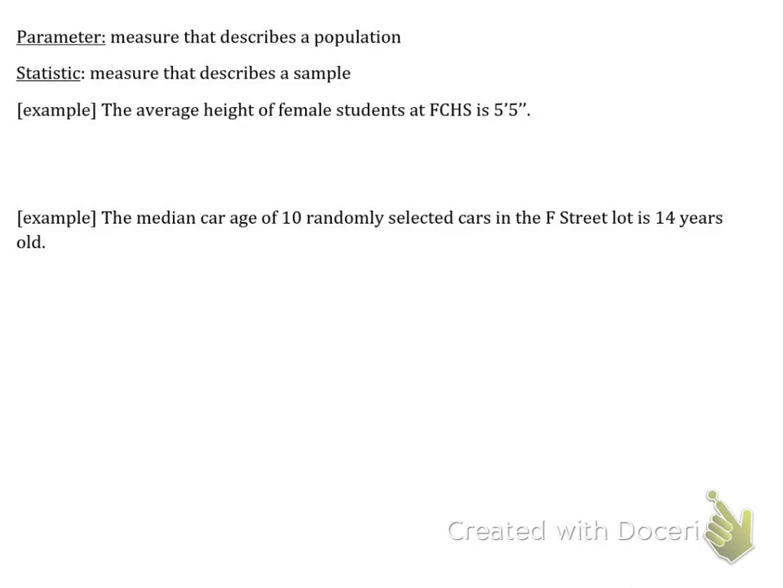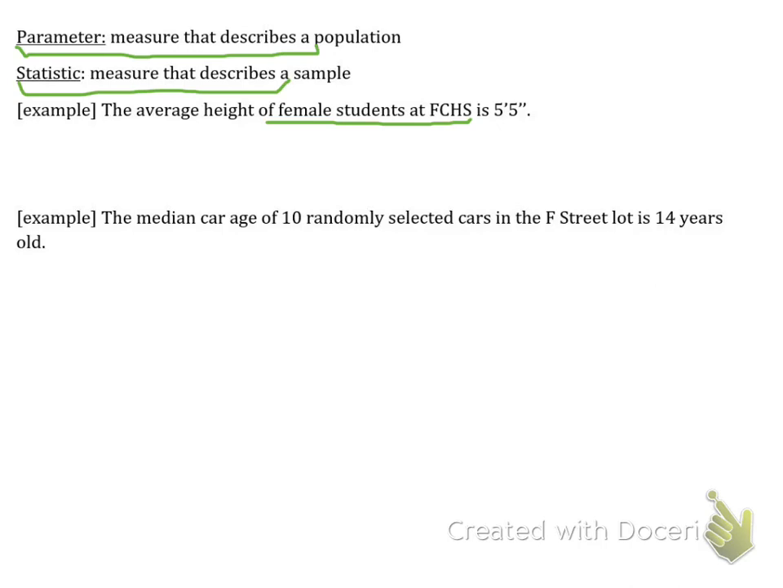All right, last two definitions today. A parameter is a measure that describes a population, and a statistic is a measure that describes a sample. The way I remember that is that parameter starts with P and population starts with P, so it's a population parameter. And same thing with sample and statistic, a sample statistic. Okay.